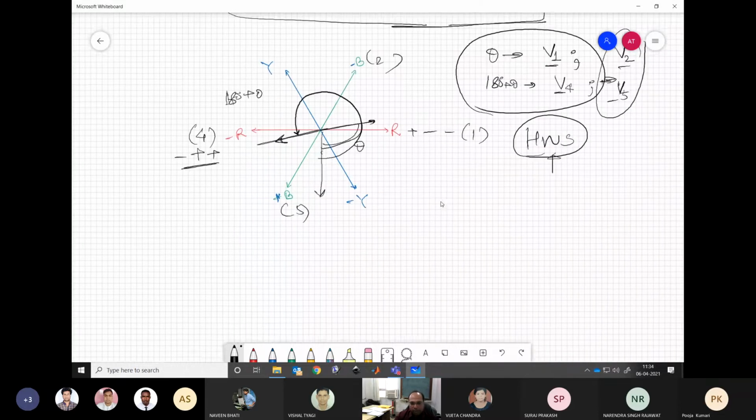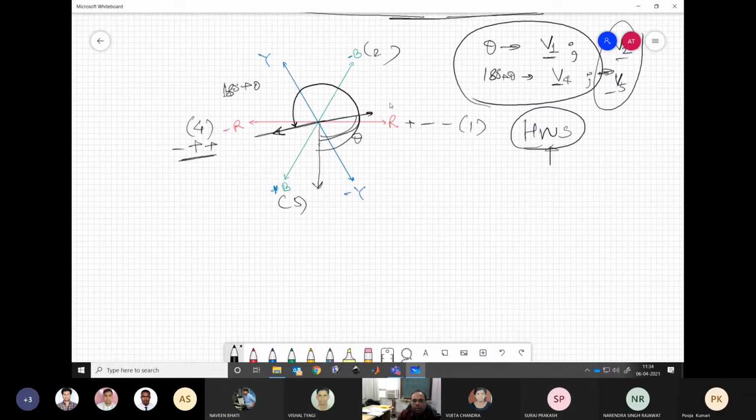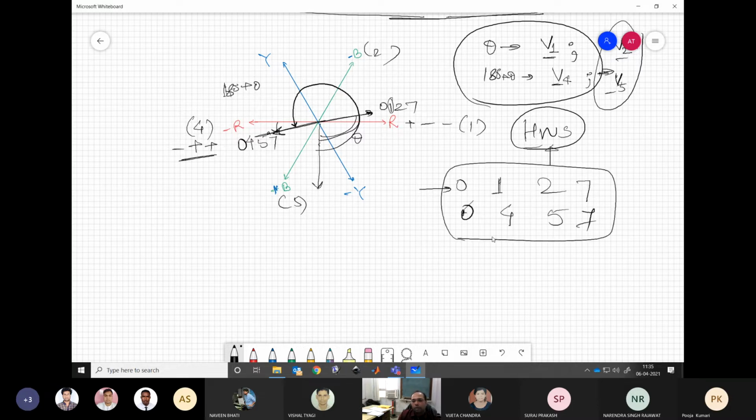So, if let us say your sequence is something like 0, 1, 2, 7, and at this particular point you have applied 1, here what do we apply? We apply 4, and the sequence may be something like 0, 4, 5, 7. This is the meaning of that. When we are synthesizing, this is what we must ensure. The sequence, if you are going in this order 0, 1, 2, 7, then at this point, when you are realizing that particular vector, your sequence will become 0, 4, 5, 7. Getting my point?